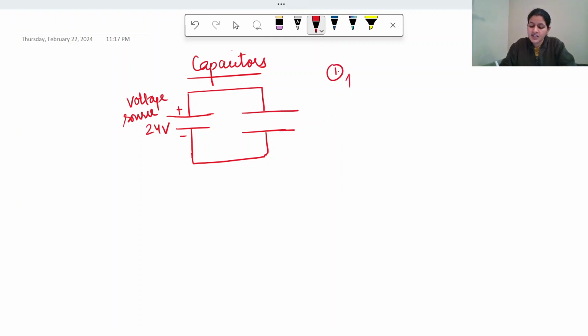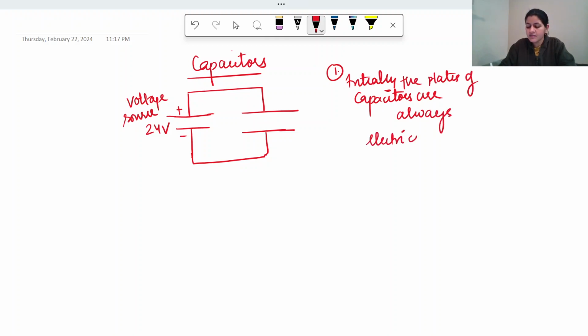So the first step is initially the plates of capacitors are always electrically neutral. By electrically neutral I mean that on the capacitor plates, if there are 3 positive charges, there are 3 negative charges also, and similarly in this plate if there are 3 negative charges, there are 3 positive charges also. That means the number of positive ions is equal to the number of negative ions.